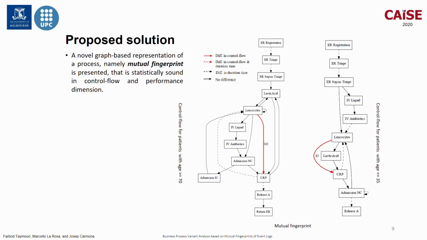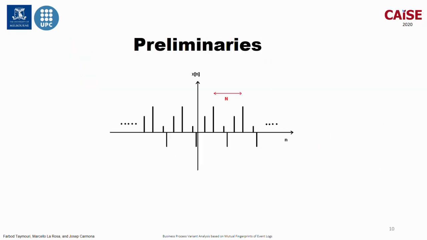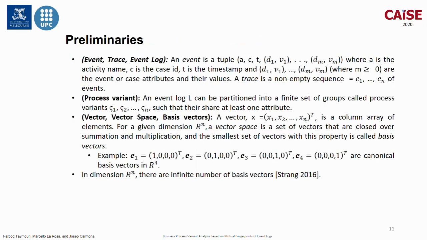In the rest of this presentation, first I give the required preliminaries, and then the details of computing mutual fingerprints will be provided. An event is a tuple of entities with various attributes including activity name, completion time, etc. A trace is a sequence of events, and an event log is a set of traces. A process variant is a set of traces that share at least one attribute with each other.